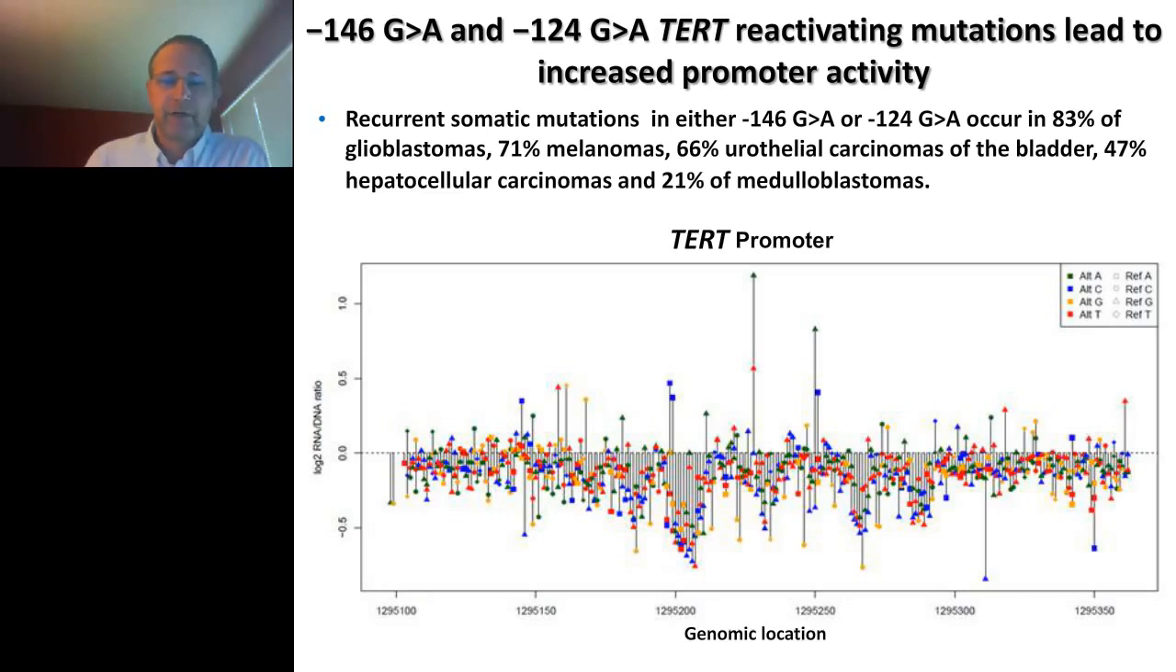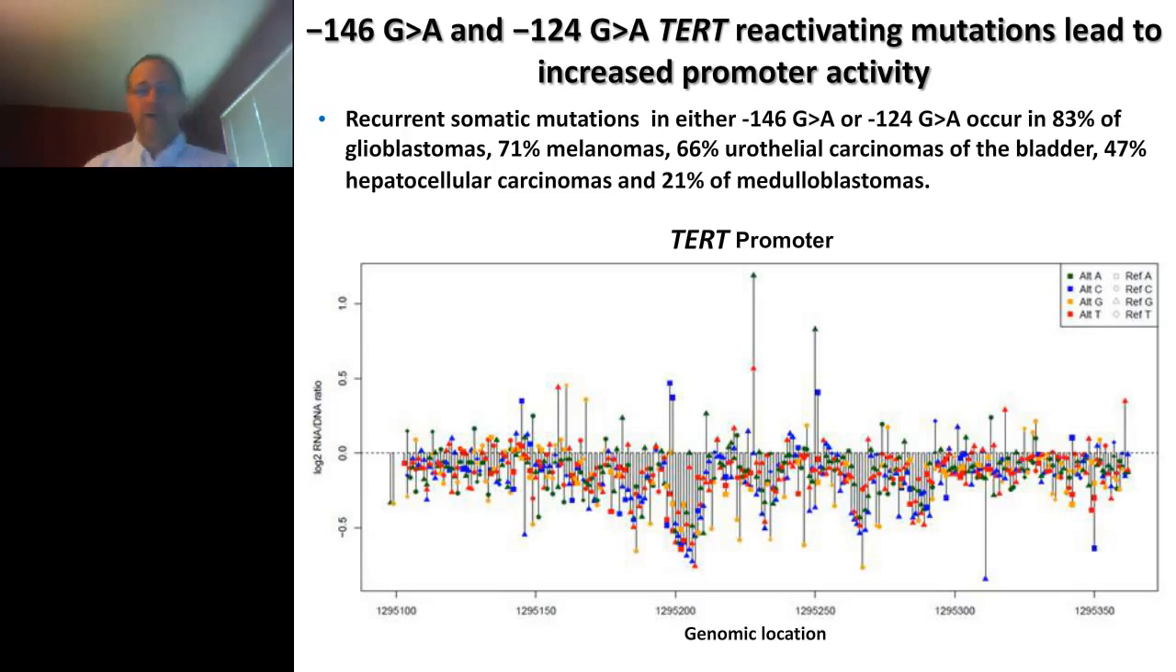So for example, these two mutations right here, this one and this one right here, are actually the strongest mutations that affect the most in terms of enhancer activity, have the highest effect. And both of these are actually activating mutations that activate the enhancer. And surprisingly enough, these are exactly the same two mutations that I mentioned here, minus 146 and minus 124, which are the activating mutations that you find in glioblastomas.